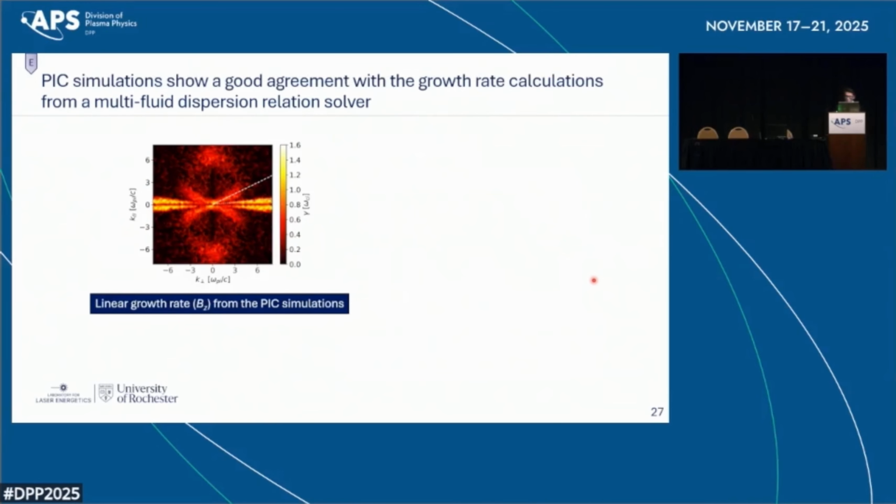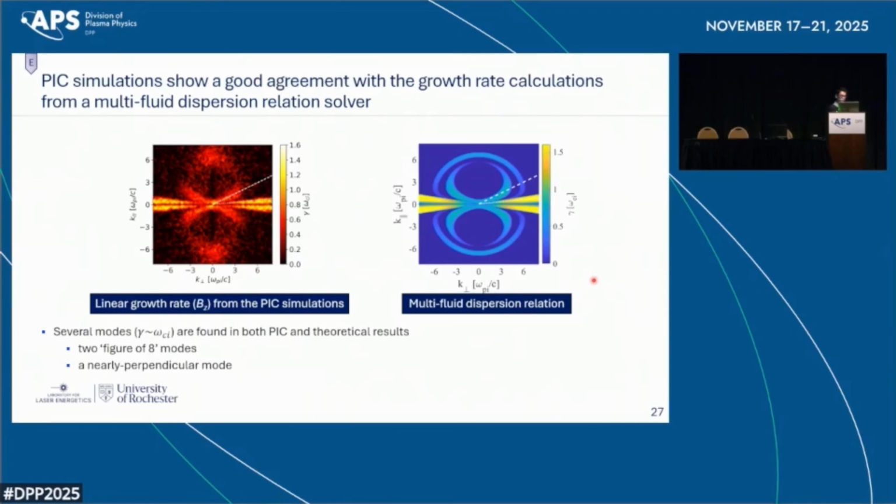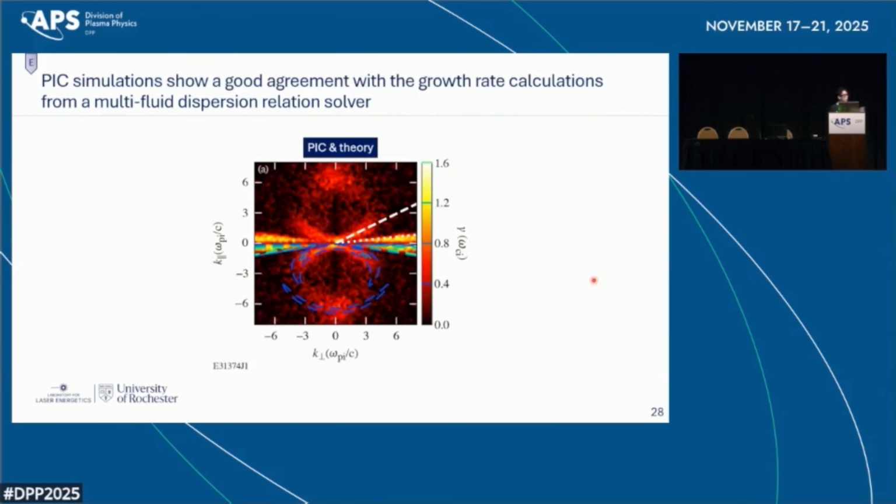This is what the growth rate looks like in k-space from the PIC simulations. We have some modes here. Now we want to figure out what these modes are. On the right-hand side, we built a multi-fluid model to try to understand which mode is which. From here, you can see they agree with each other pretty well. We have 2 figure-of-8 modes, and we have a nearly perpendicular mode. Here we can put them together. I put the theoretical result as contours on top of the simulation result. It looks pretty nice.